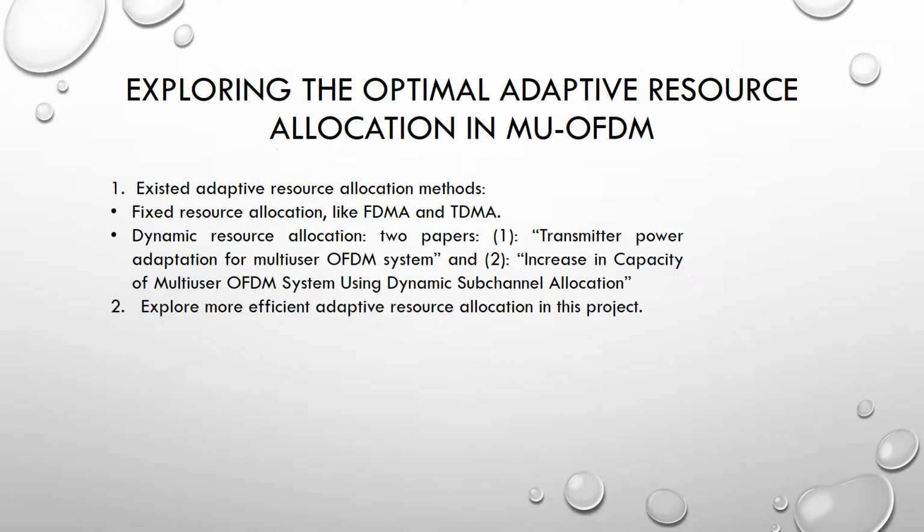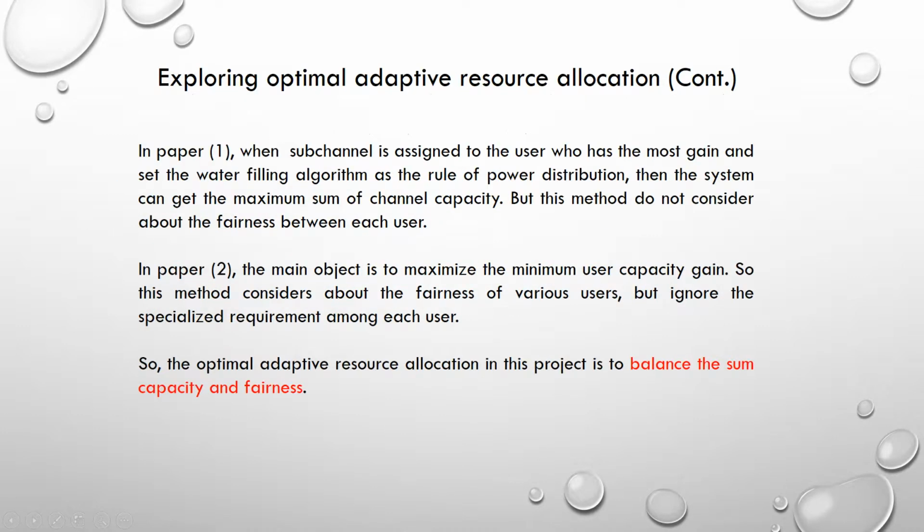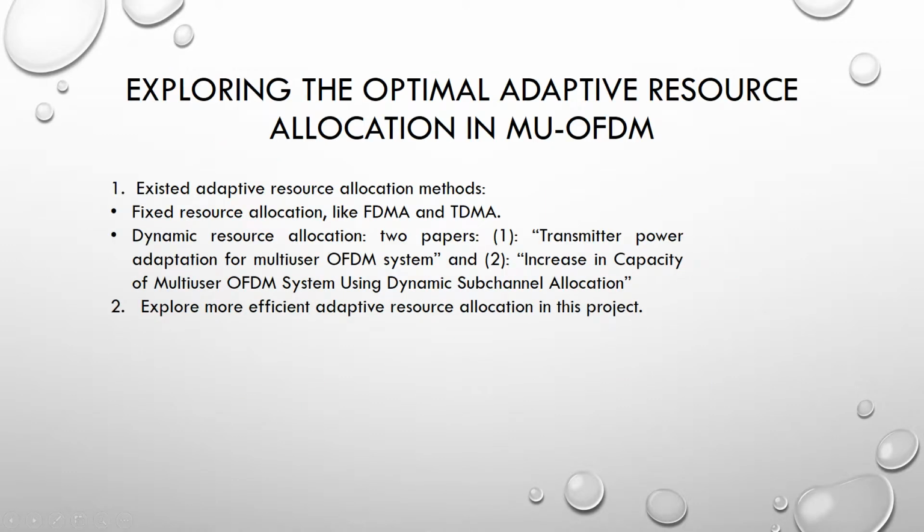This is paper 1. In paper 1, a main sub-channel is assigned to the user who has the most gain, and the water filling algorithm is set as the rule of power distribution. Then the system can get the maximum sum of channel capacity, but this method doesn't consider the fairness between each user.